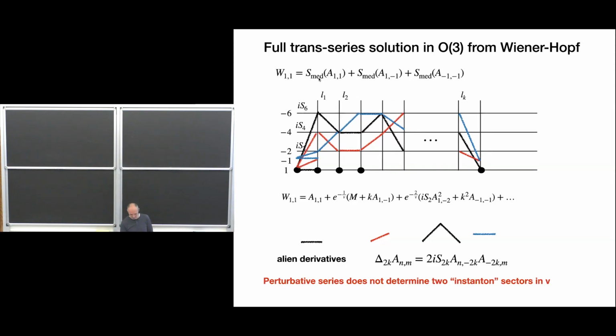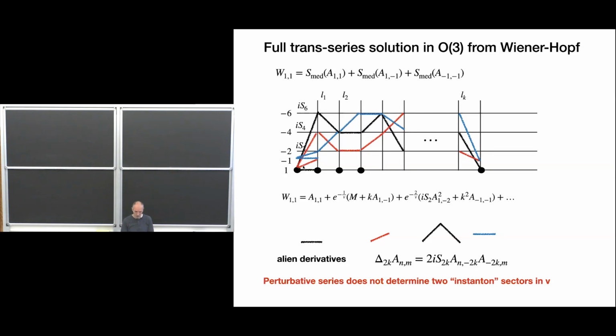So the full answer, the full observable, the energy density, is the resummation of these free terms. So there was this A11, and there is an A1 minus 1, and an A minus 1 minus 1. And then if you sum up all these free terms, then you get the full answer in the O-free model.